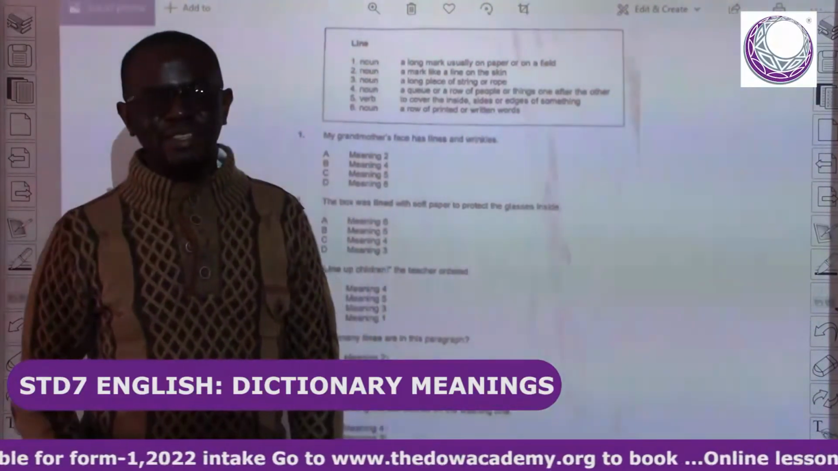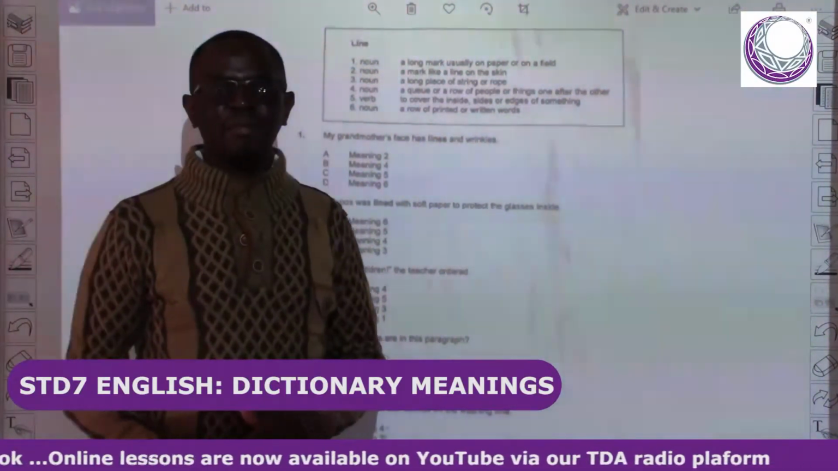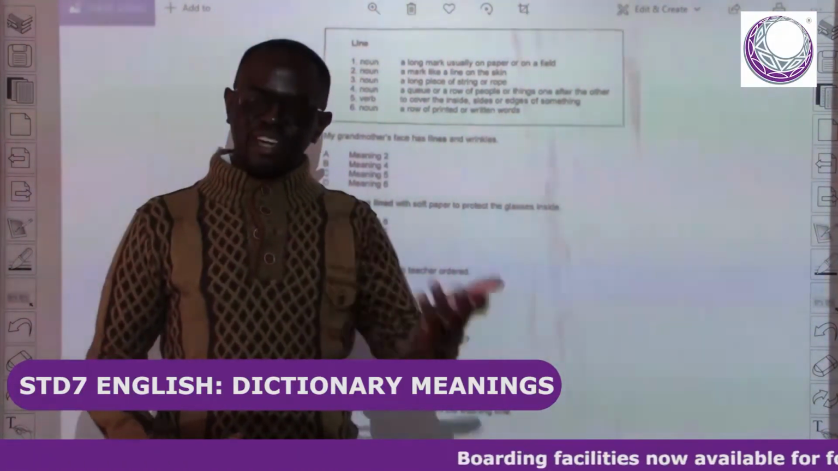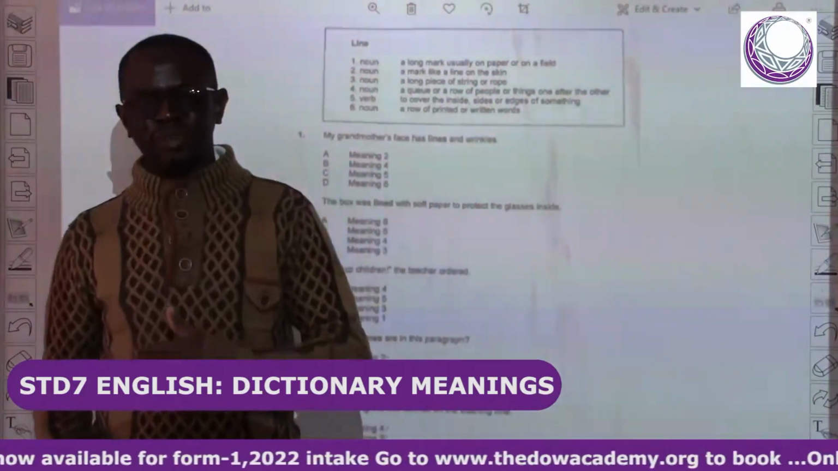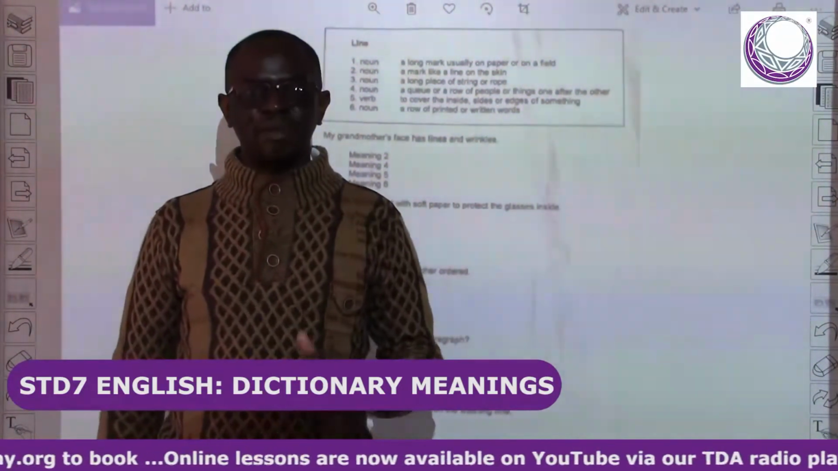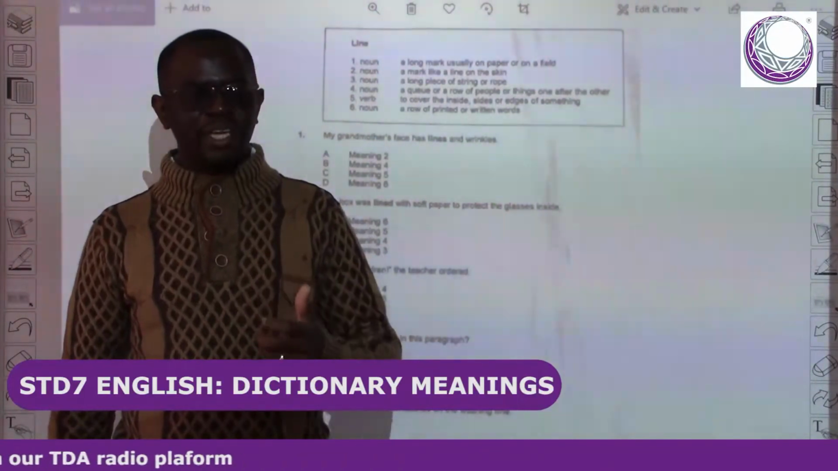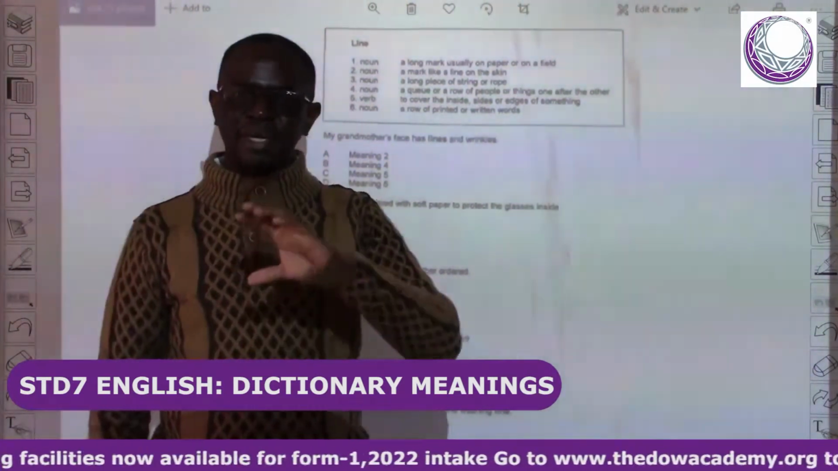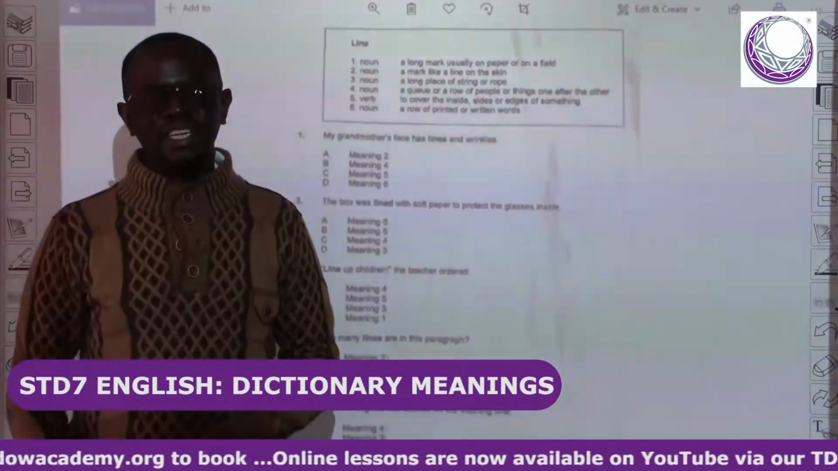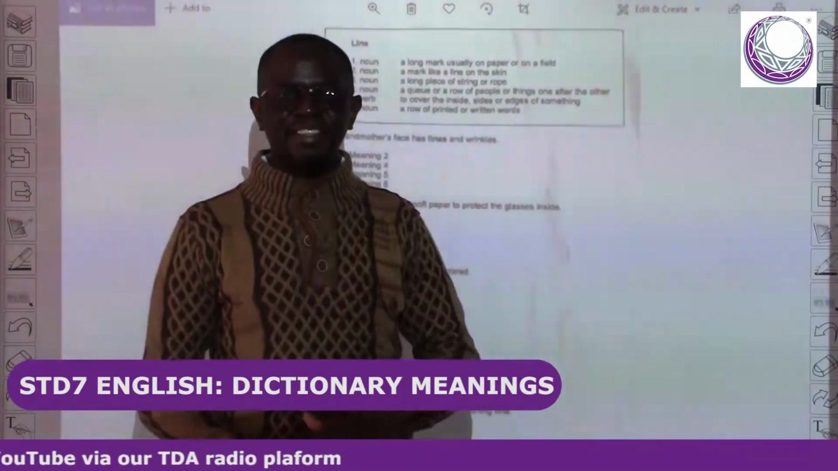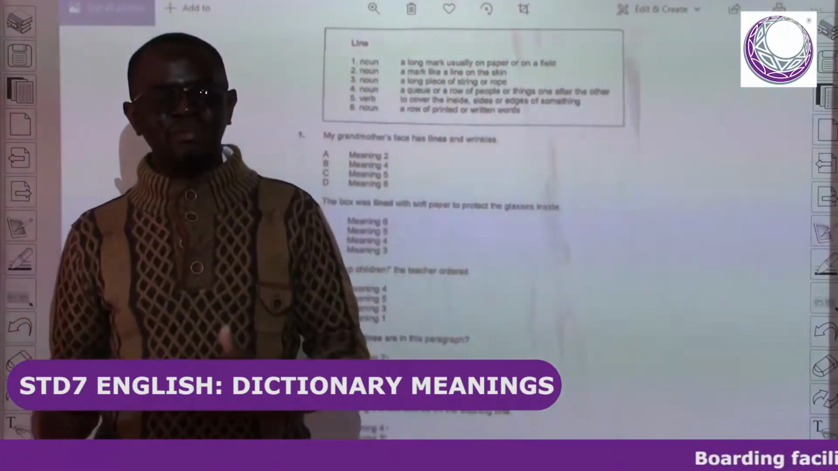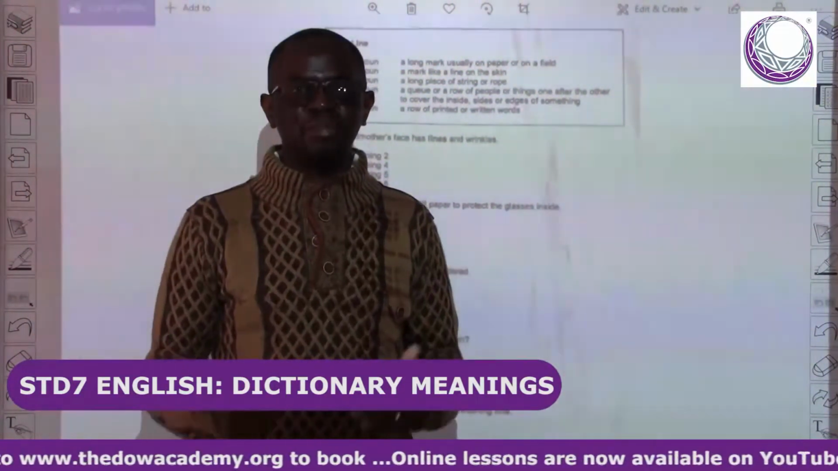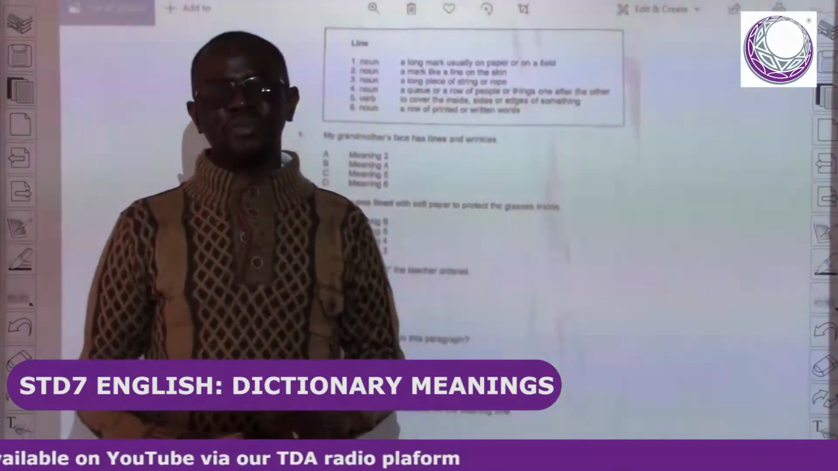In the first instance, we're going to talk about dictionary meaning. We know that we use the dictionary many times and we find meanings of words depending on the word you're looking for in a dictionary. But particularly today, we're going to look at words that are used in different contexts. So dictionary meaning is a part of the syllabus that we do in our examinations at Standard 7, and sometimes we can call Standard 7 Grade 7. It's the same Grade 7 and Standard 7 depending on which part of the world you are in.